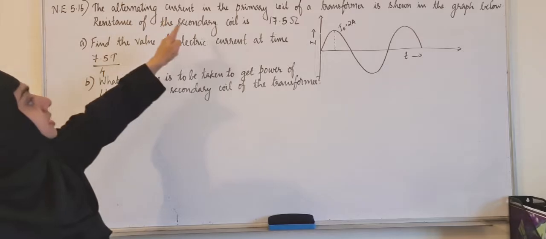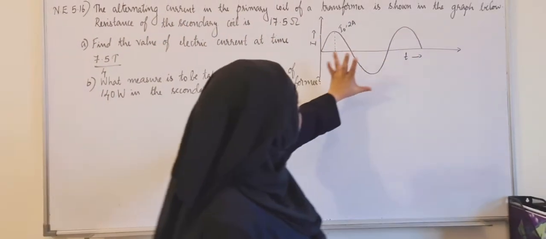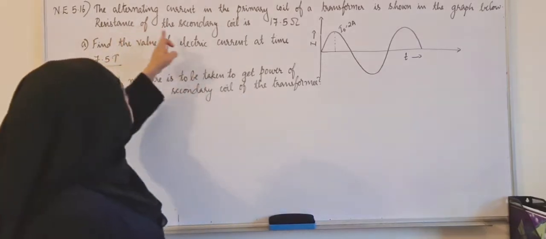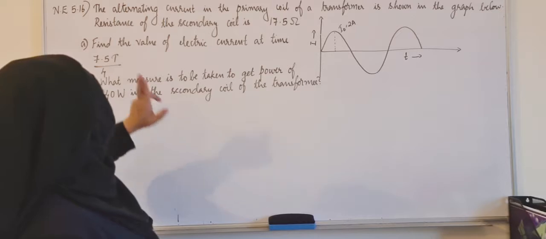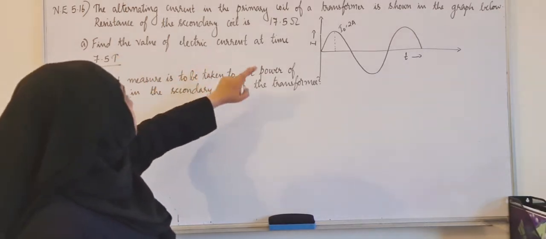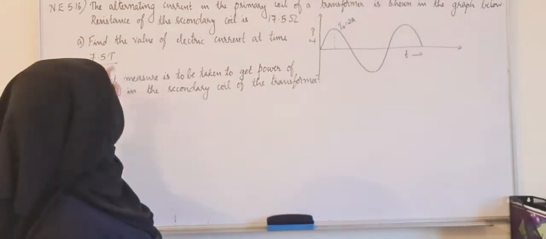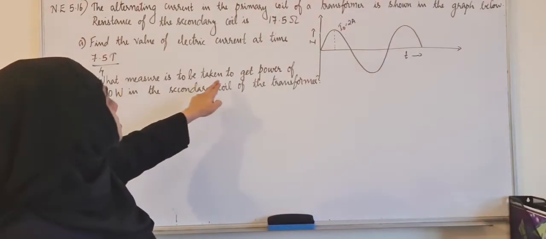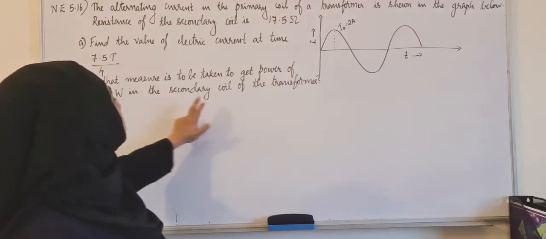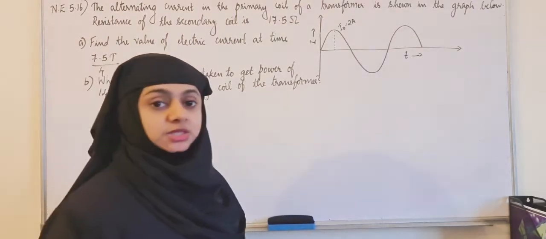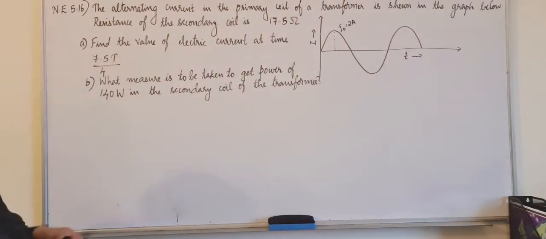The alternating current in the primary coil of a transformer is shown in the graph below. Resistance of the secondary coil is 17.5 ohms. Find the value of electric current at time 7.5 T by 4. What measure is to be taken to get power of 140 watts in the secondary coil of the transformer? So first let us solve question number A.